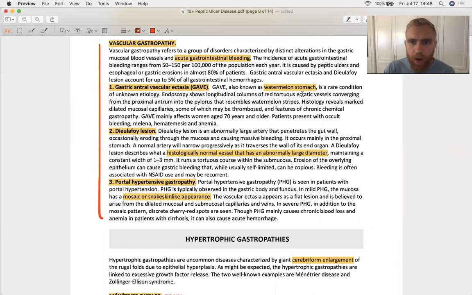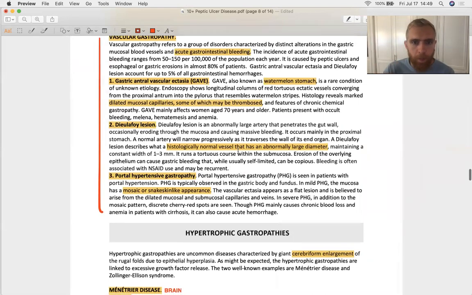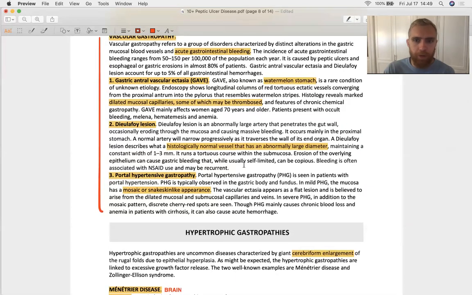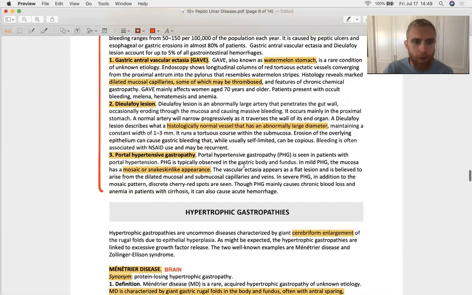Longitudinal columns of red tortuous vessels in watermelon stomach, so they're stripe-like. Histology reveals dilated mucosal capillaries, some of which may be thrombosed. So mucosal capillaries, they're the very small blood vessels very close to the surface epithelium. How do you think these patients present? Occult bleeding, hematemesis, yes, they're bleeding all over the place. They have a vascular gastropathy.